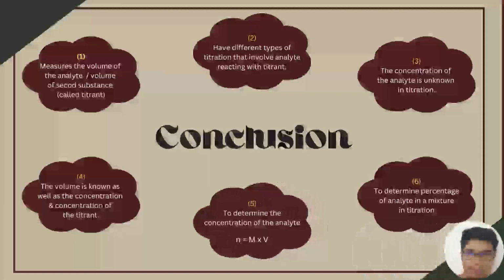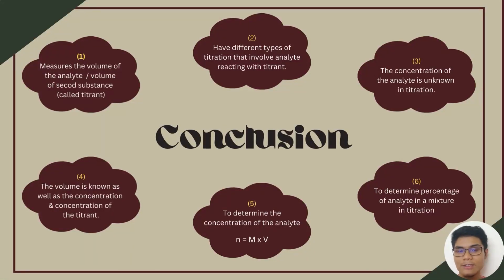So, in conclusion, direct titration is basically a method that involves a reaction between two compounds, an analyte and a titrant. It only involves one chemical reaction between the two compounds, and to get the result, it's pretty simple, as you only need to look at the color change of the indicator used.